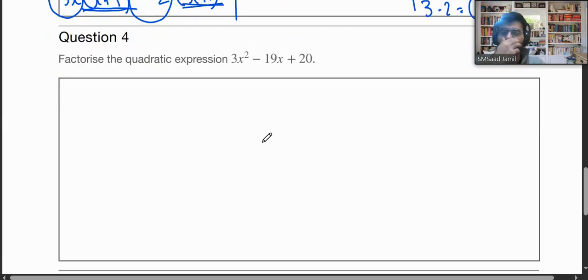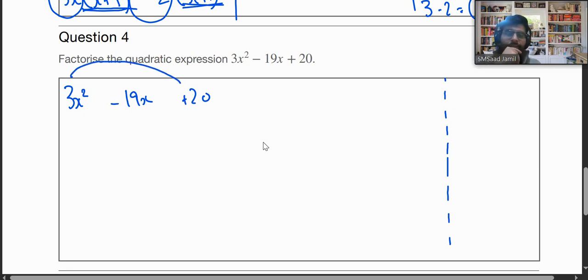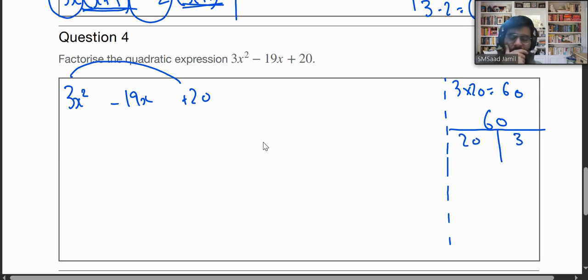Next question, 3x² - 19x + 20. Again, I will write 3x² - 19x + 20. Multiply 3 with 20. 3 multiplied by 20, you get 60. Now tell me two numbers that when you multiply, you get 60. You can say 20 times 3 is 60. Is it 60? Yeah. You can say 10 times 6 is 60. You can also say 15 times 4. 15 times 4 is 60.